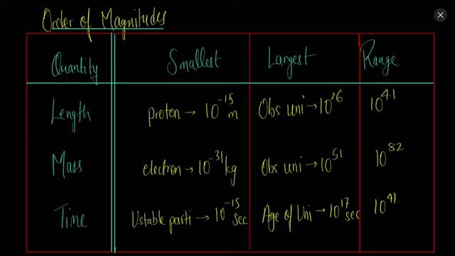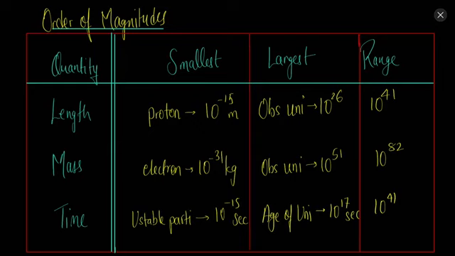Similarly, the mass of the observable universe is 10 to the power 51 kg, and the electron has a mass of around 10 to the power minus 31 kg. That gives us a difference of 10 to the power 82. And similarly with time, there are some unstable particles which do not have a large lifespan. They decay very quickly, so they only live for 10 to the power minus 15 seconds, and the age of the universe is around 10 to the power 17 seconds. Again, this gives us a range of around 10 to the power 41.